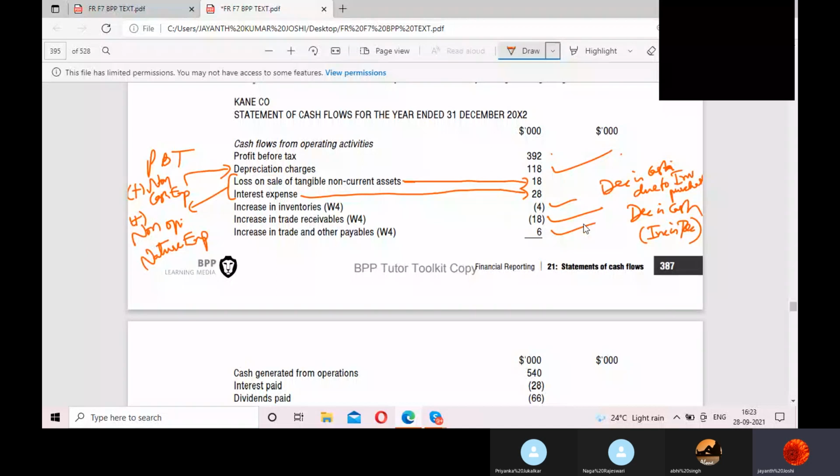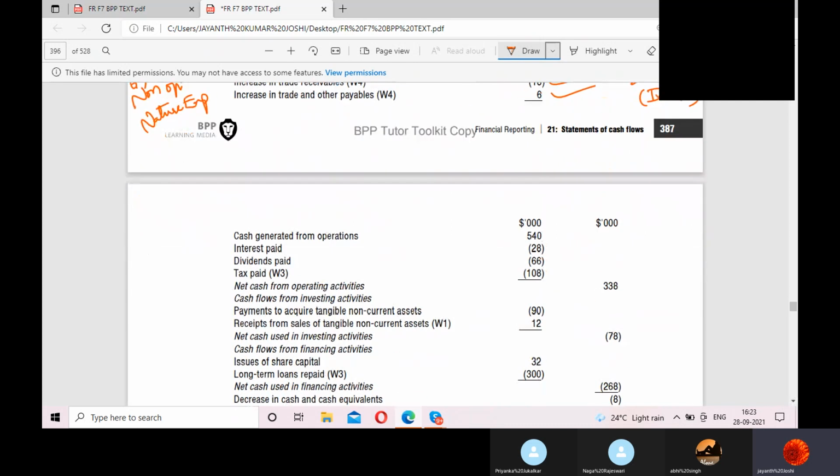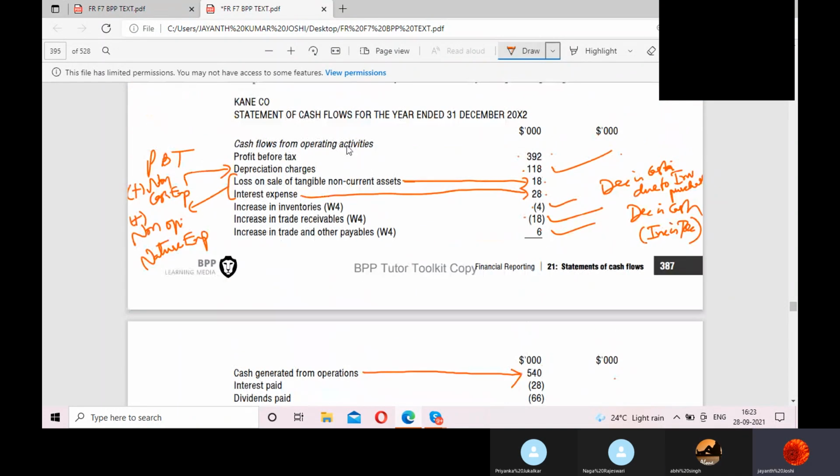So till here, I think you have all the clarity, whatever we have done. Now when you adjust, that means you add 318 to 392, add this and subtract this and add this, you get somewhere around 540. That is cash generated from operations. Now the interest expenditure, what you wrote here as a non-operating nature expense, you need to subtract.